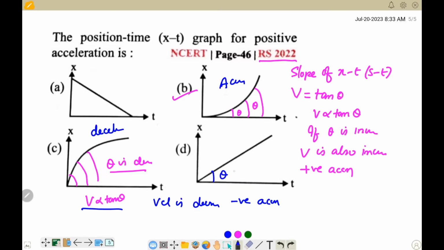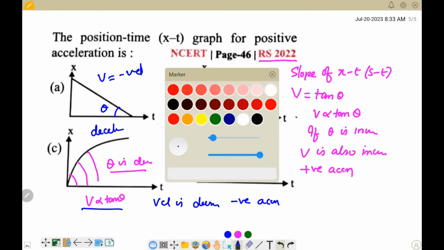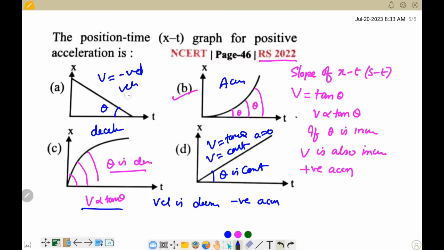If you observe here, theta is constant, and you know V is equal to tan theta. Therefore, velocity is also constant. That means acceleration is 0 here. And this one has a constant negative slope. Therefore, it is negative velocity, a constant velocity. So only this is going to be your correct option.